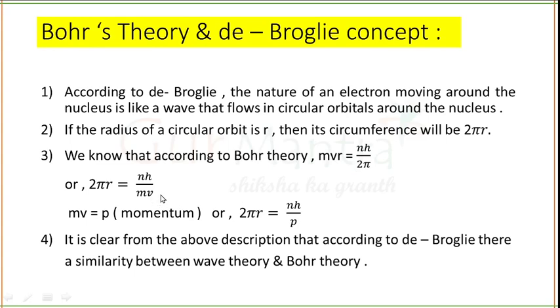And you know that mv is momentum. So 2πr is equal to nh/p. And we get the clear relationship between Bohr's theory and de Broglie concept as 2πr is equal to nh/p. The next point explains that it is clear from this formula that according to de Broglie, there is a similarity between wave theory and Bohr's theory.